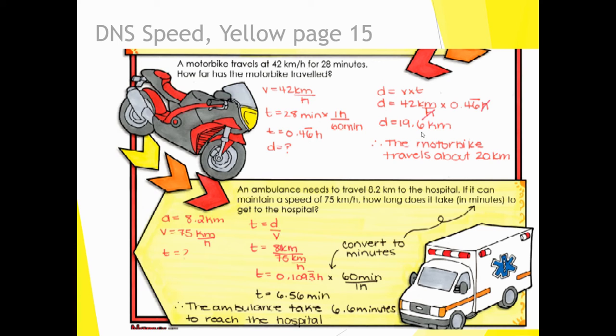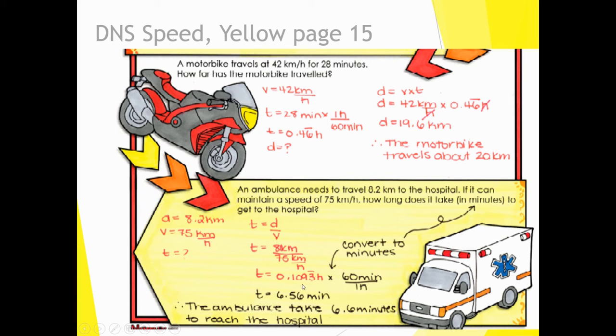And then the last example, an ambulance needs to travel 8.2 kilometers to the hospital. If it can maintain a speed of 75 kilometers per hour, how long does it take in minutes to get to the hospital? So since we want to get this in minutes, we want to pay attention to that as we go through our problem. So we have 8.2 kilometers, 75 kilometers per hour. Time equals distance divided by velocity.